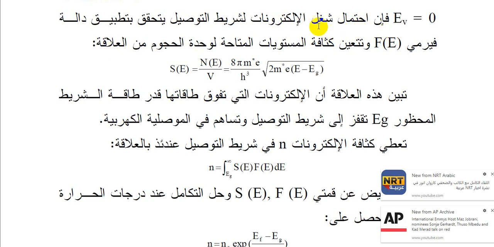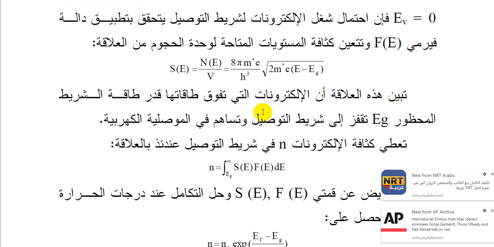The probability of the electrons occupying the conduction band is achieved by applying the Fermi-Dirac distribution function and assigning the density of the available levels per unit volume from the relationship S equals N(E), as you can see in front of you, equals A times the square root of 2 effective mass E, where E is the charge of the electron, E minus, as you can see, from E and EG.